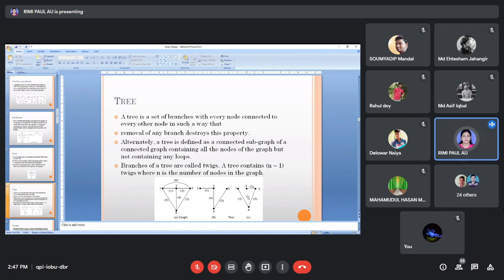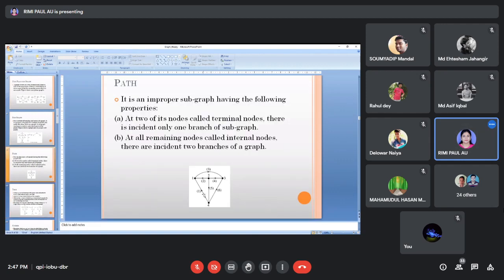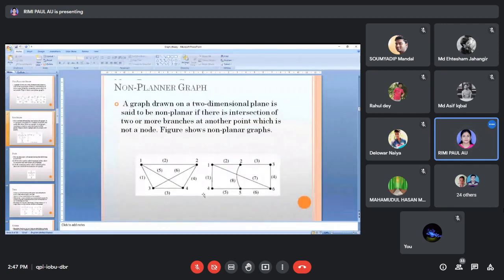Next, branches of a tree are called twigs. That means this 1 to 2, this is one branch. Branch is first, we can see in this graph.